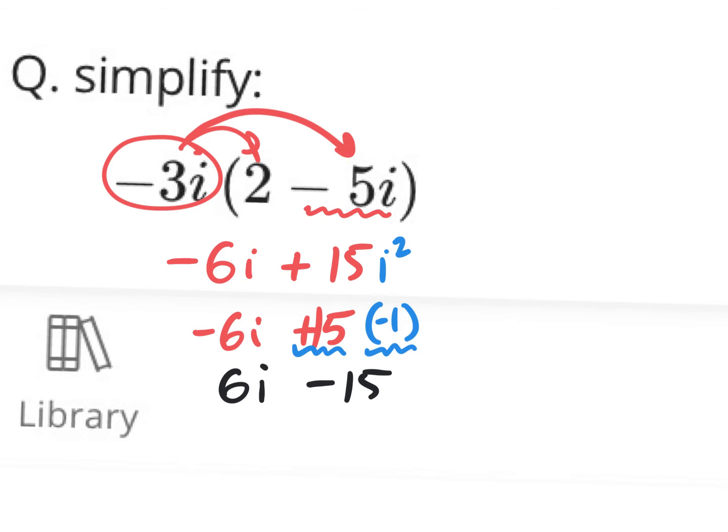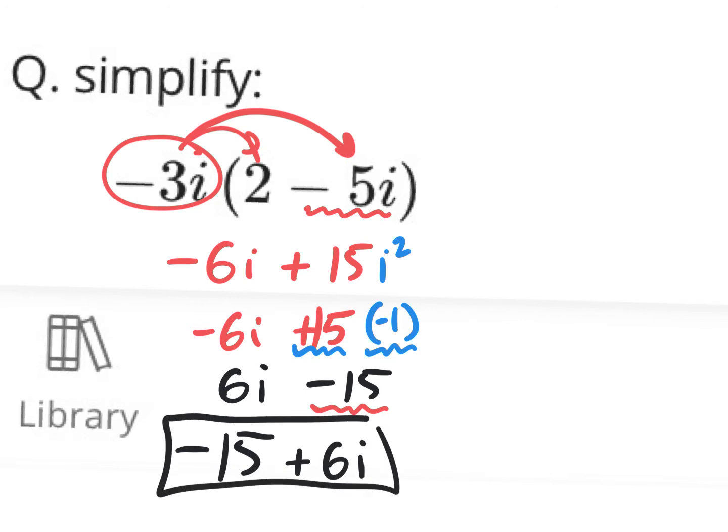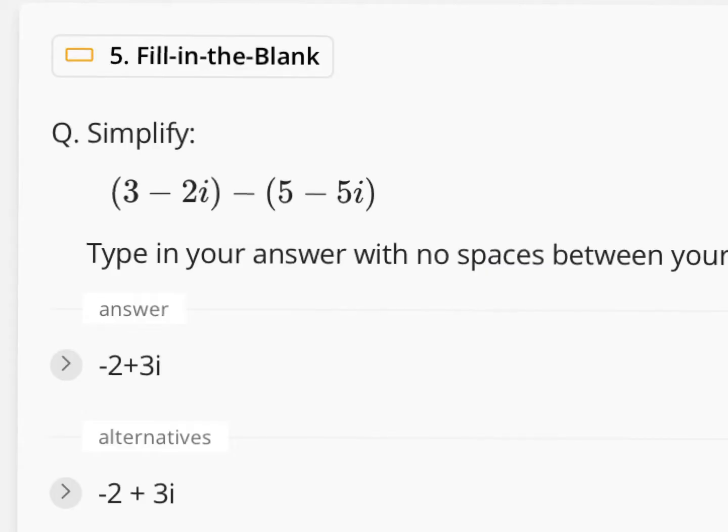But we should remember that complex numbers, when you have a real part and an imaginary part, the real part goes first. So what is the real part? The negative 15. So I'm going to rewrite it as negative 15 and then the positive 6i second. And this is the correct form of your answer. Negative 15 plus 6i.